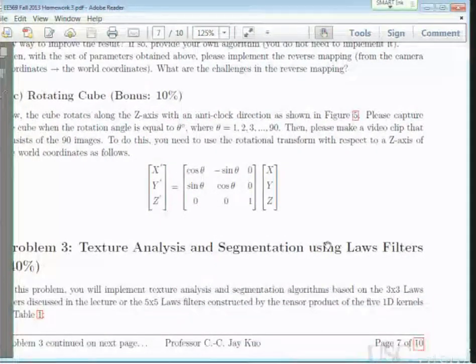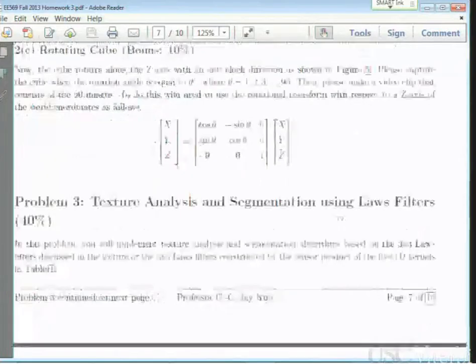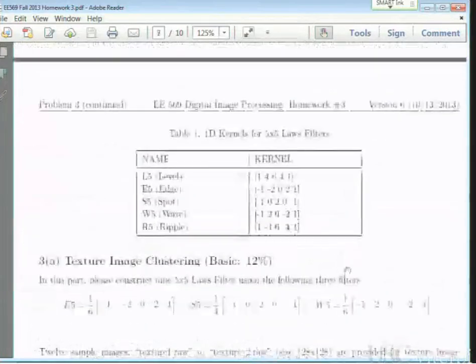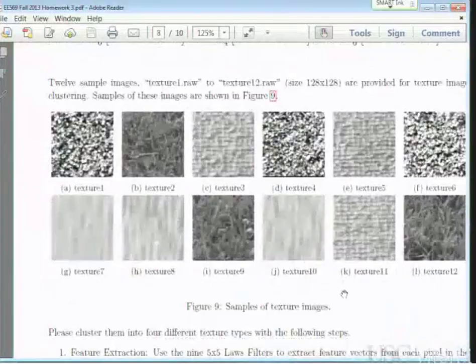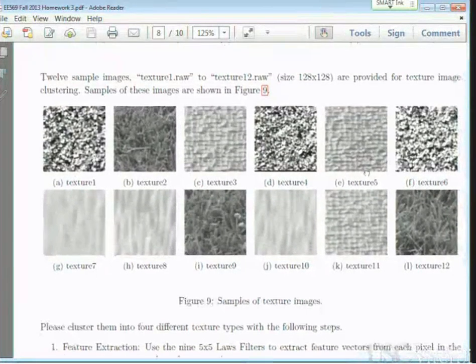Okay, so now we go to textures. Let me first explain textures a little bit. These are called texture patterns. They come from different materials. This, I believe, is like water, and sometimes it's like raffia, some kind of textile, and this is maybe bark, the surface of a tree, and this is like grass.